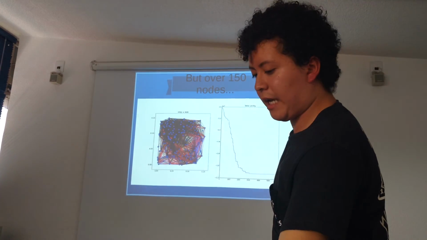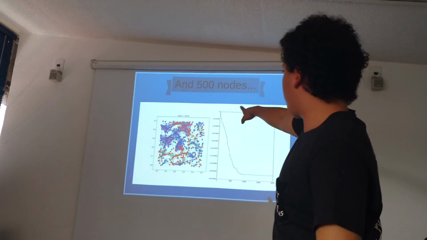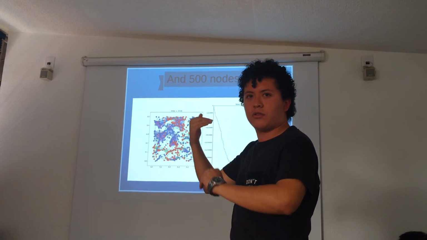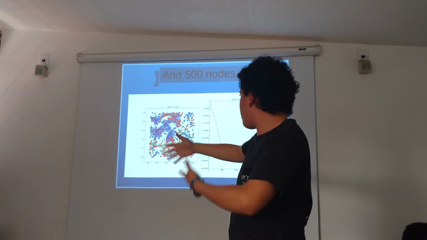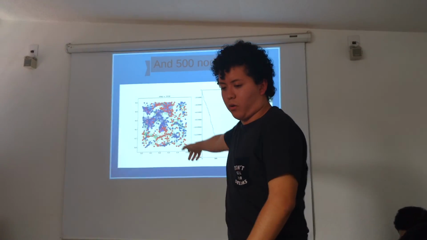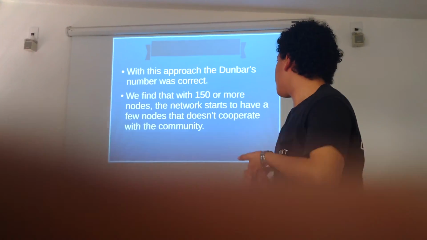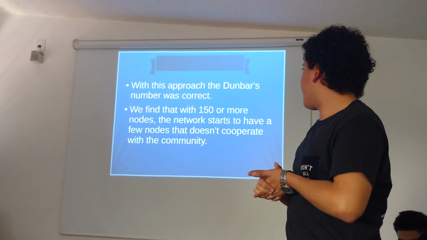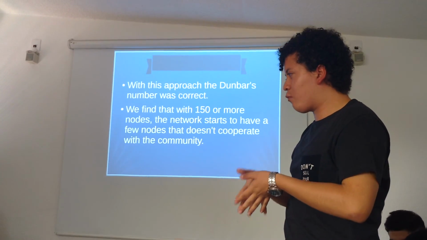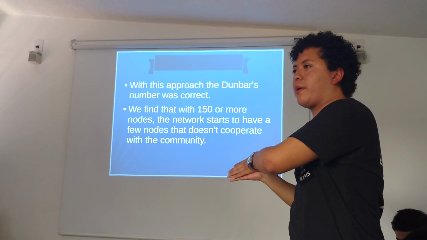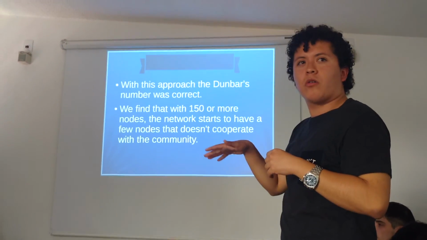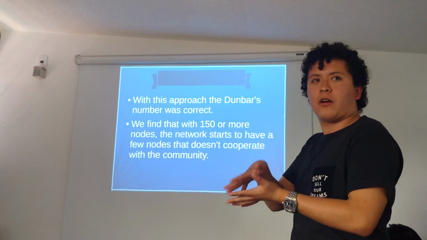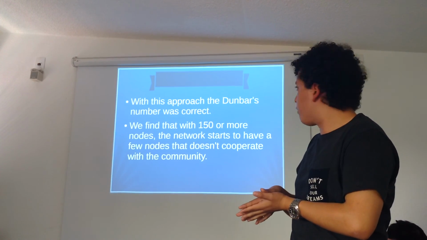But, for example, in 500, if you see, the strength of the connections is reduced a lot, because the majority of the connections are blue or green. With this approach, the number was correct, because around 150 individuals, the network doesn't converge all the nodes to a stable pattern. Some nodes, around 3 or 4%, go to another pattern. That is the start of a conflict in a population.